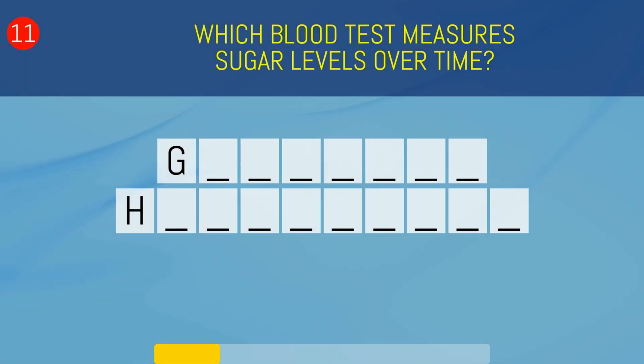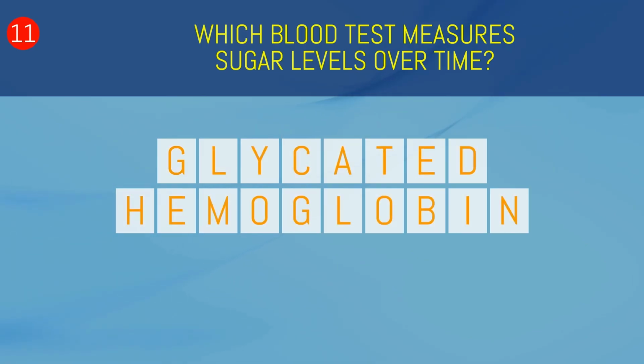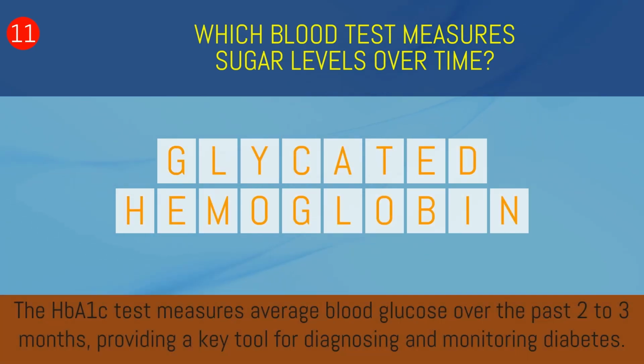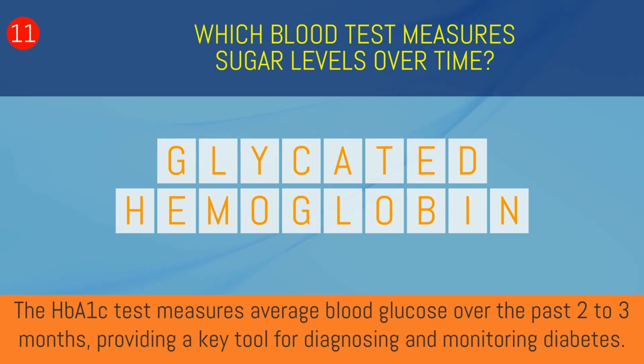Which blood test measures sugar levels over time? Glycated hemoglobin. The HbA1c test measures average blood glucose over the past 2 to 3 months, providing a key tool for diagnosing and monitoring diabetes.